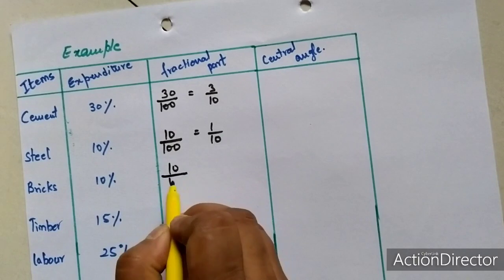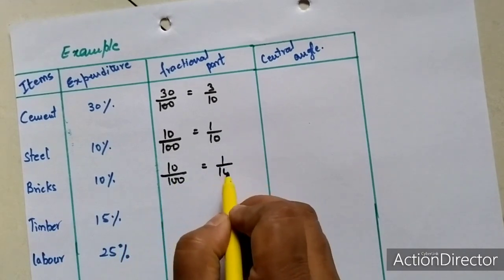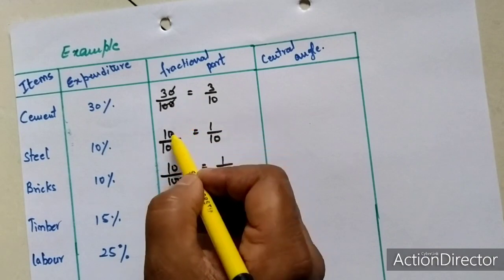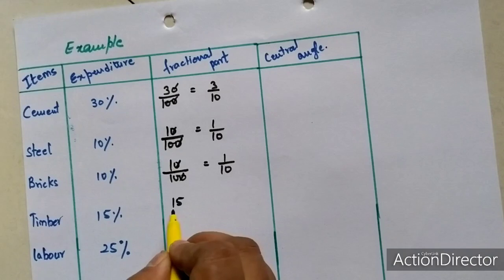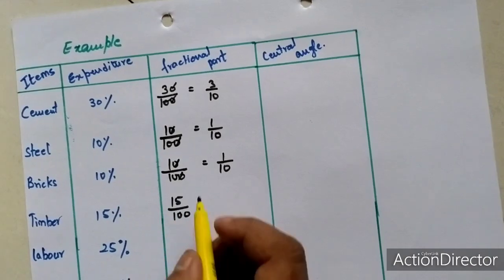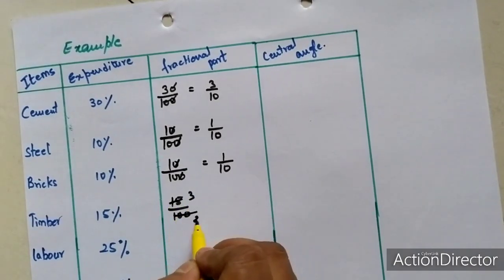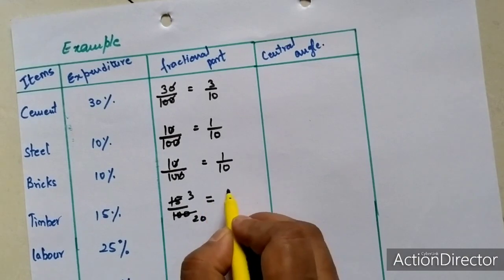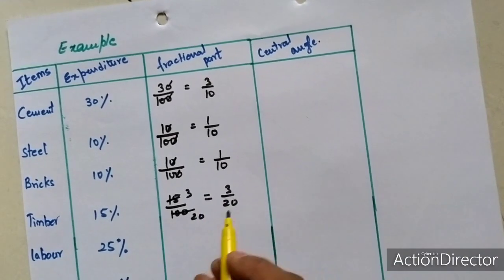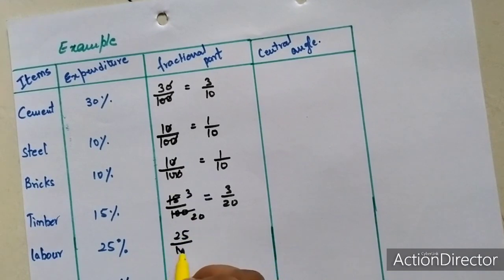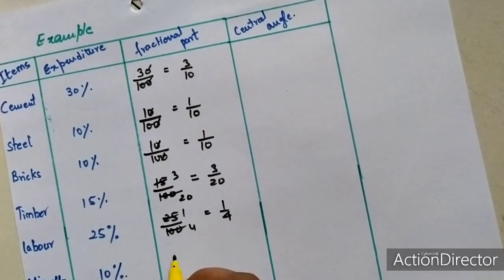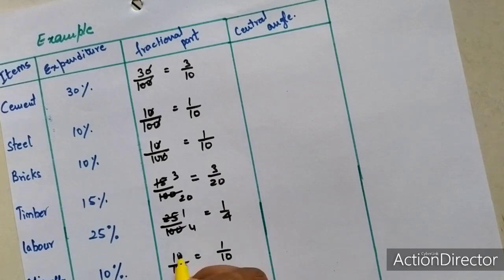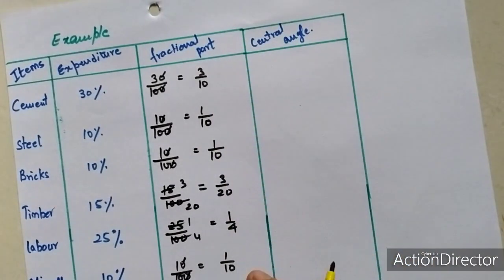Similarly, the second 10 upon 100 also equals 1 upon 10. And you know very well how, because I am cancelling only the 10 from numerator and denominator. Similarly, this is 15 upon 100, and here 5 3s are 15, 5 2s are 10. It is 3 by 20 in fractional form. Similarly, 25 upon 100 equals 1 by 4. And at last, 10 upon 100 equals 1 upon 10. Got it? This is called the fractional part.